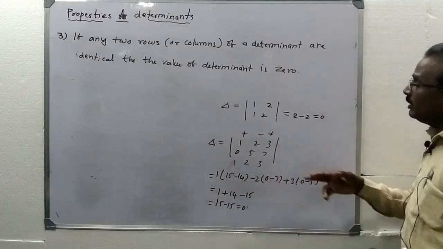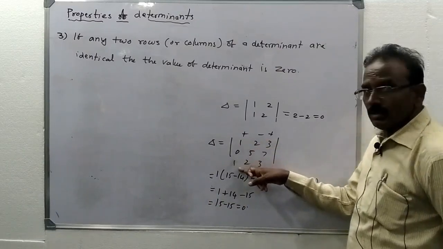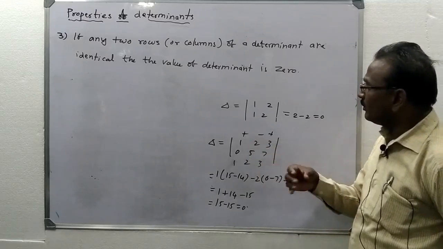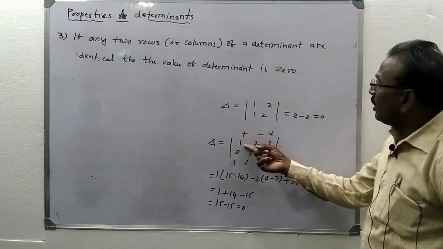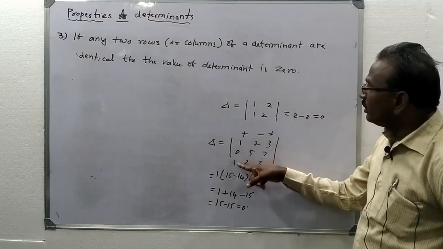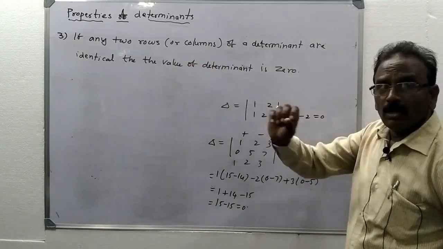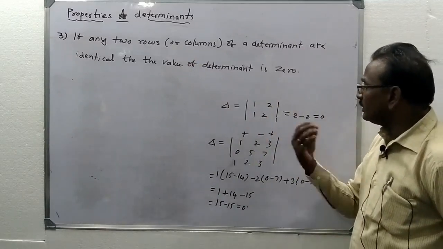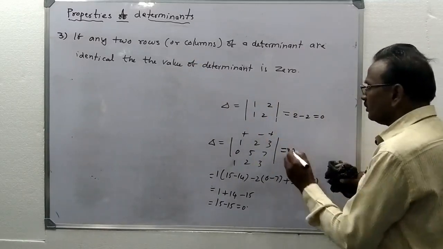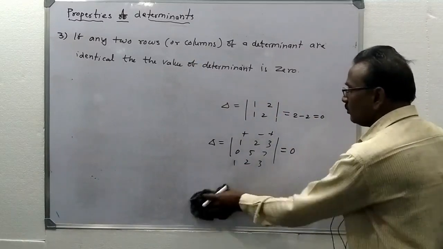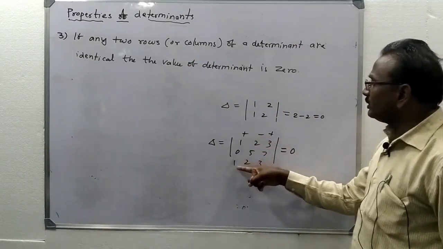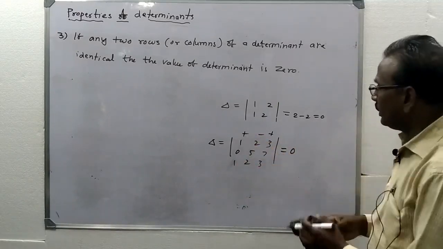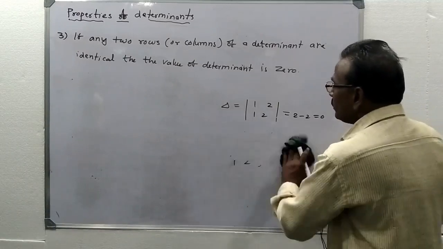So that is 15 minus 15, the value is 0. Because here R1 and R2 are identical, without expanding we say that the value of determinant is 0. If any two rows or two columns are identical, the value of determinant is 0 without expanding. Using this property, we say directly the value is 0 without expanding, because R1 and R3 are identical. So this is the use of property 3.